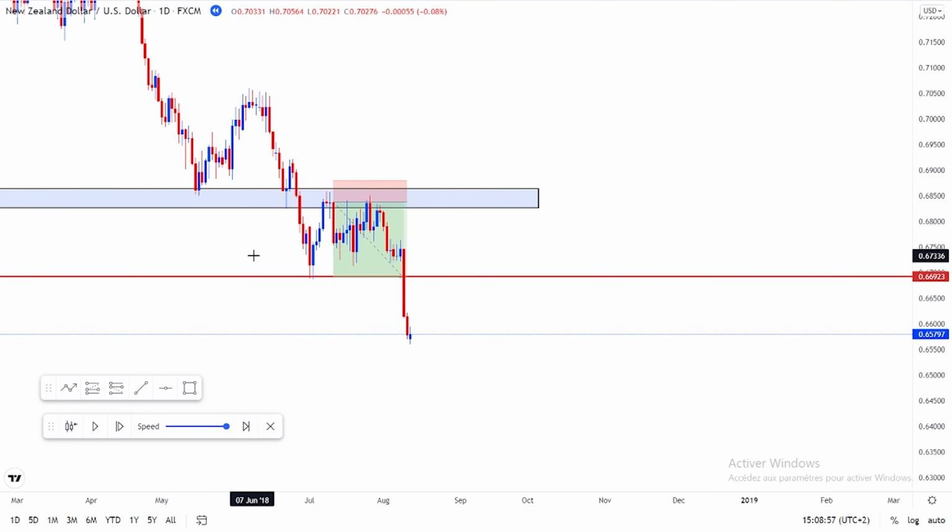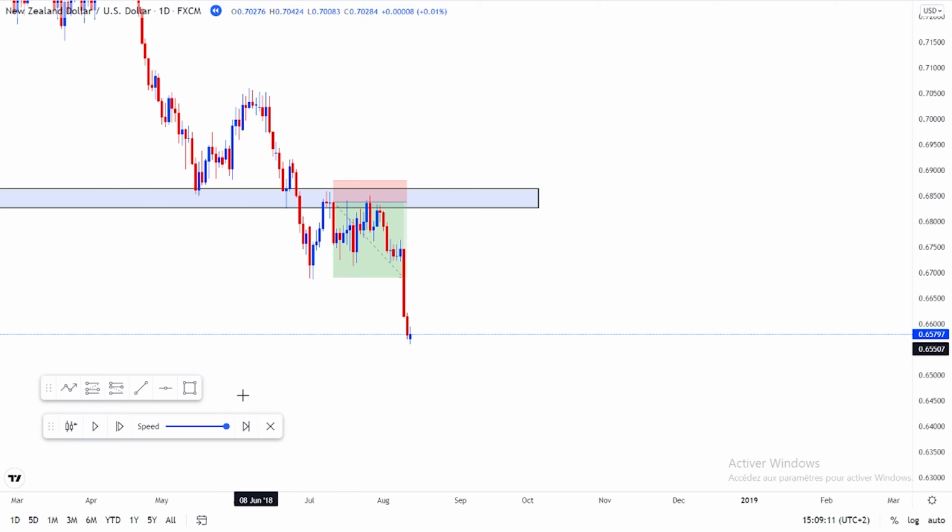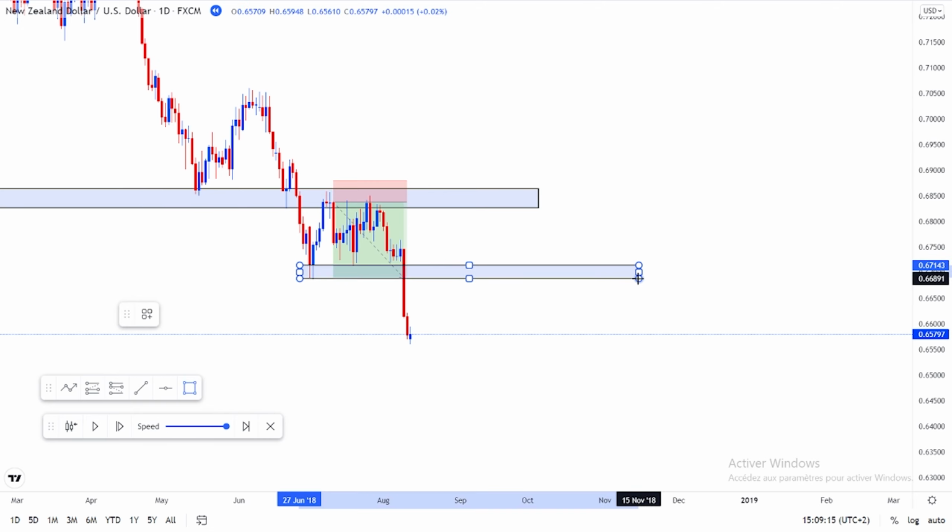But this strategy actually works in all the time frames: 5 minutes, 15 minutes, 1 hour. You can use it on any of your favorite time frames. So the same thing here. We actually broke this support. You remember this support, where we set our take profit. We broke it, so this place now belongs again to the sellers.